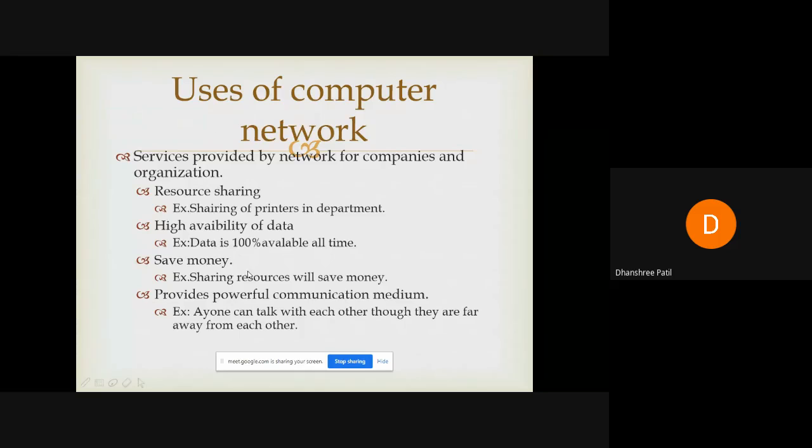Then save money. Sharing the resources will save money. Obviously, if one printer is shared between 2 or 3 people, separate resources are not required. Then it provides a powerful communication medium, meaning anyone can talk with each other though they are far away from each other. This is a highly useful advantage of the computer network that we are experiencing nowadays.